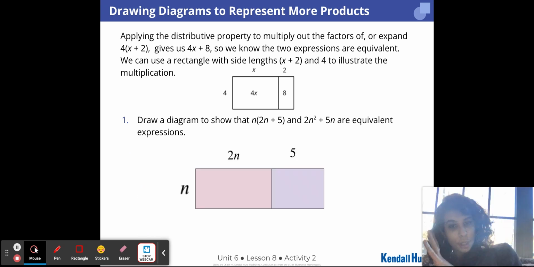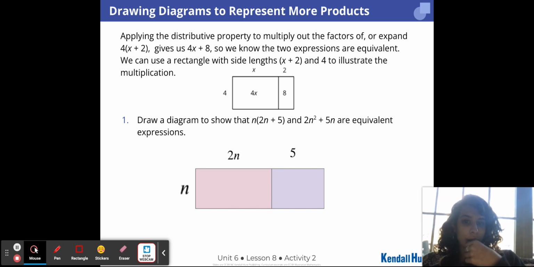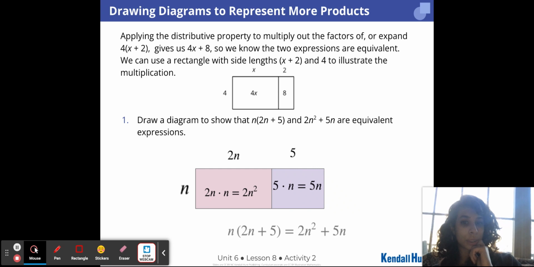My left side is n. My top is 2n plus 5. And so 2n times n is going to give me 2n squared, right? I have two factors of n. 5 times n is going to give me 5n. So in total, n times 2n plus 5 is the same thing as 2n squared plus 5n. Right, here's the beginning part.